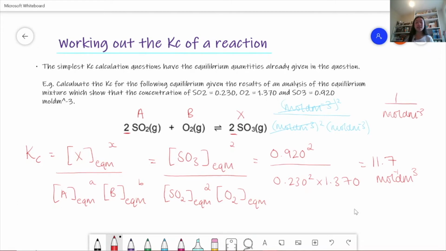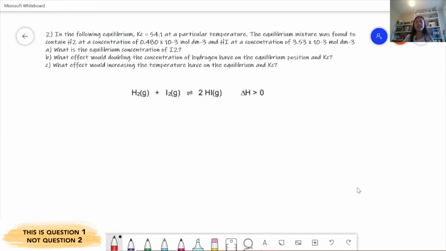I've also rounded it to 3 significant figures because in the question everything has been rounded to 3 significant figures. So that's what gives us a clue as to what to round the answer to. This question is slightly different because we're actually given the Kc, but we're told to work out the equilibrium concentration of one of the reactants. So feel free to pause the video and try it out yourself first, or you can follow along.